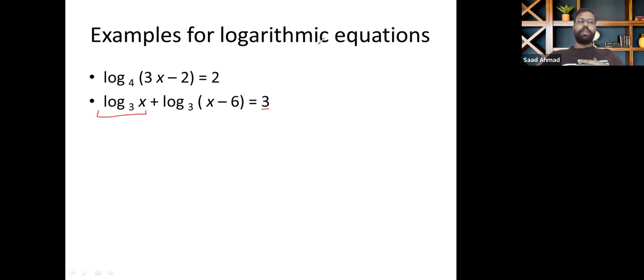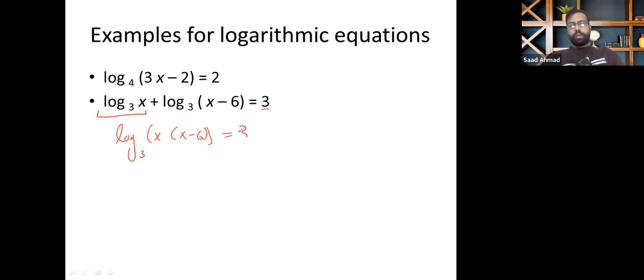So what we do is we apply the rule of logarithms, that when two logs are getting added and they have the same base, we can write them as one log of the product. So I will write it like the product of x times x minus 6.